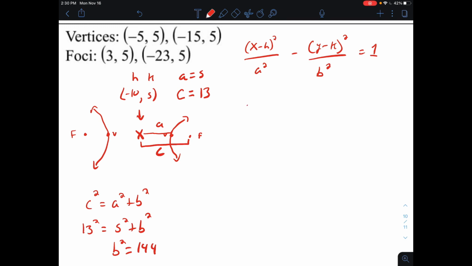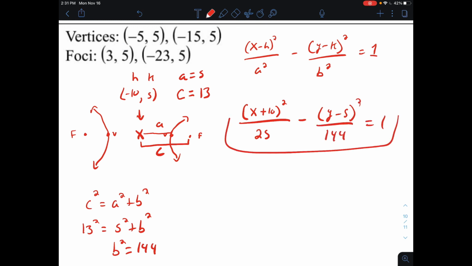So the equation of our hyperbola here would be x minus negative 10, or x plus 10 squared, over a squared, which a is 5, so over 25, minus y minus k squared, so y minus 5 squared, over b squared, which is 144, is equal to 1.